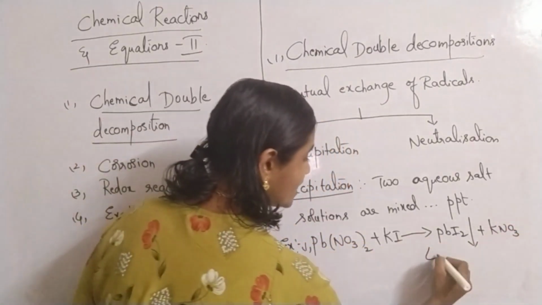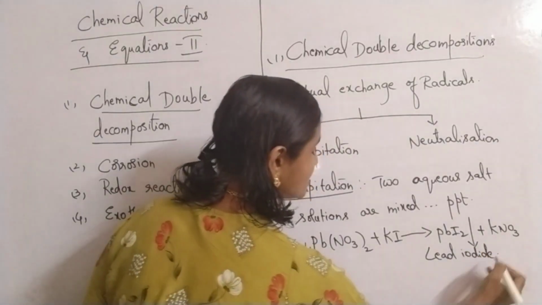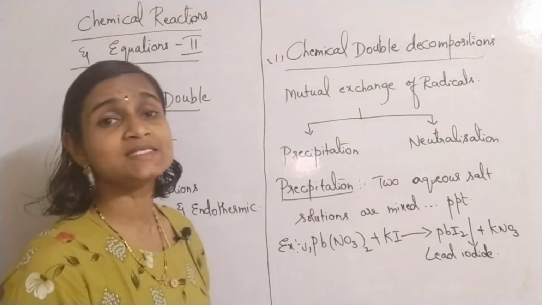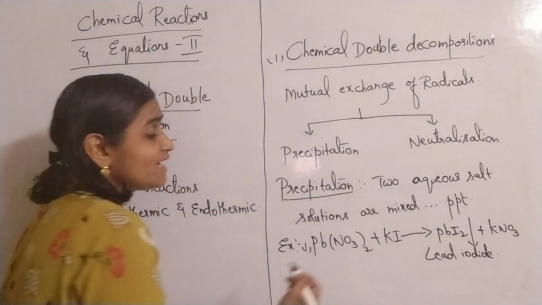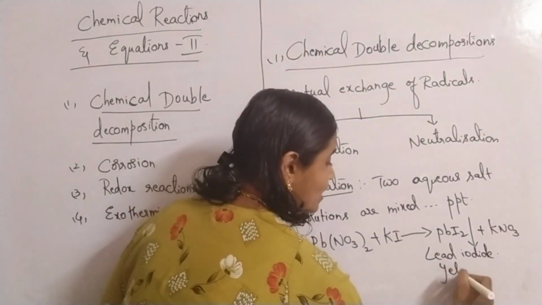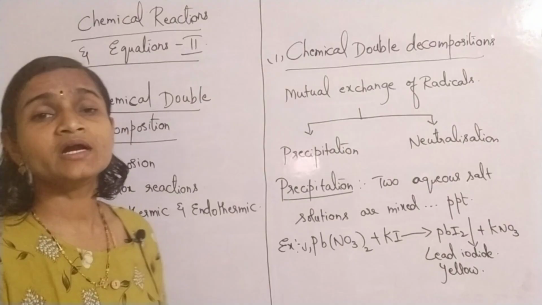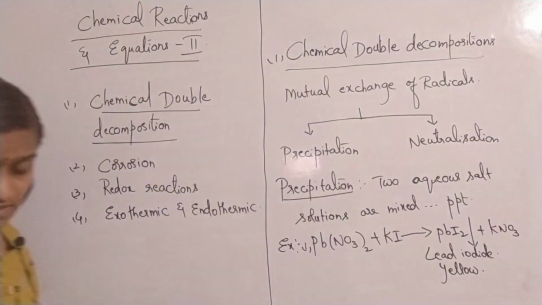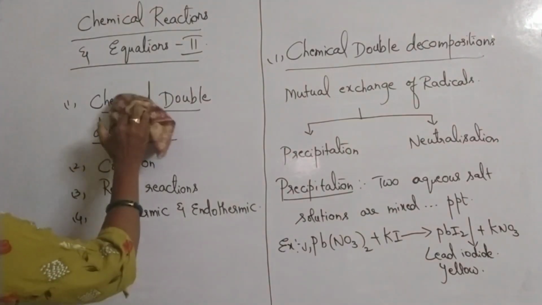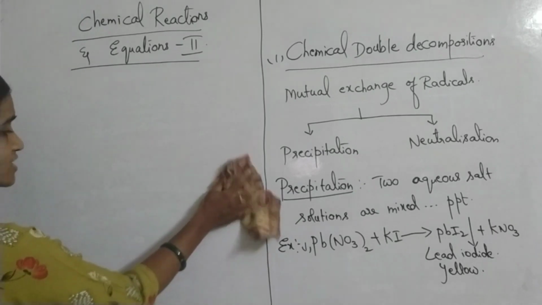Here lead iodide is the precipitate which is formed. This is the insoluble solid substance which settles down at the bottom of the test tube. Lead iodide will be a yellow colored precipitate. So this is an example for what? Precipitation reaction, one of the double decomposition reactions.